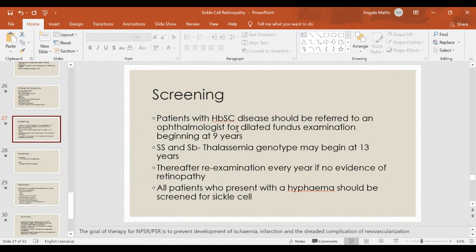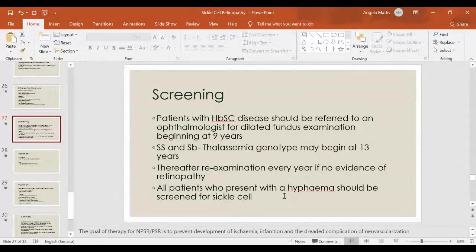So patients who have SC disease should be referred to an ophthalmologist for a dilated fundus exam starting at about age 9. So you start very young. Now, your SS and sickle beta thal may begin a little bit later, but not too late. And thereafter, we examine every year if there's no evidence of retinopathy.